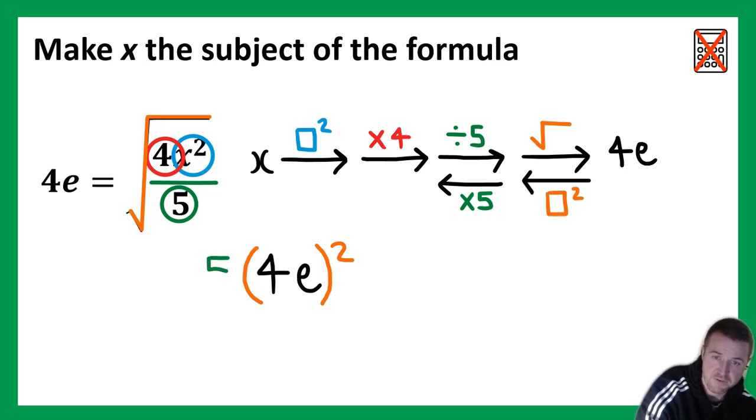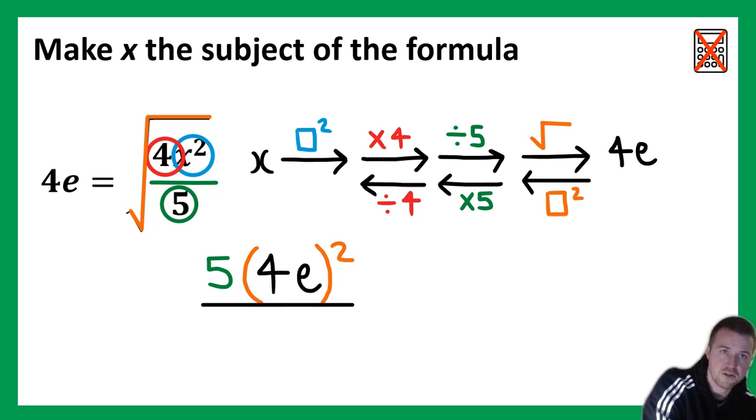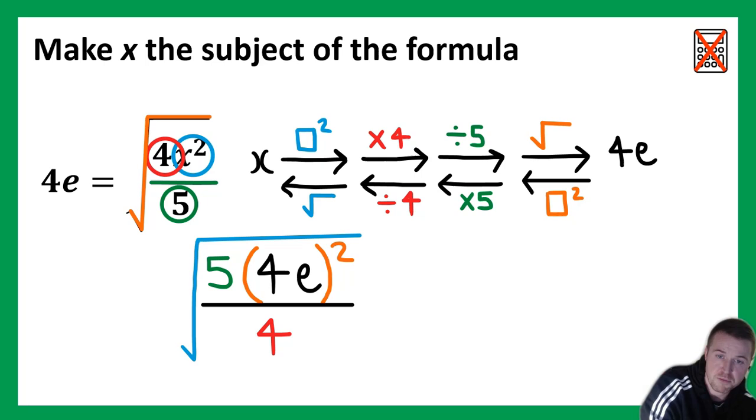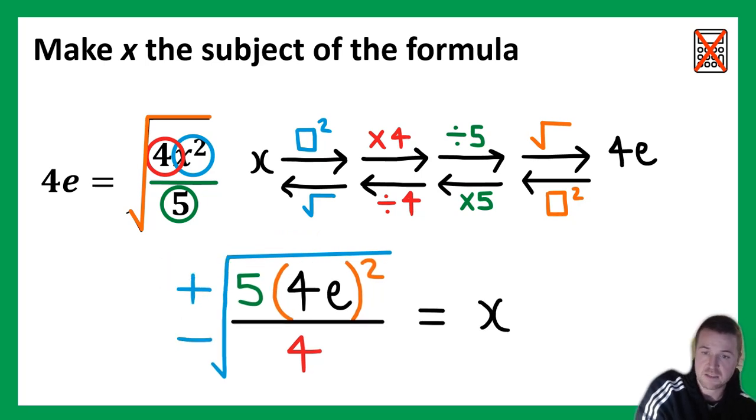This can be written in front of my bracket. Next, I'll be dividing by 4, represented using a fraction under the whole expression that I have so far. And then the inverse of squaring will be to square root. When square rooting, you'll have 2 solutions, one positive and one negative, before equating to my new subject of x.